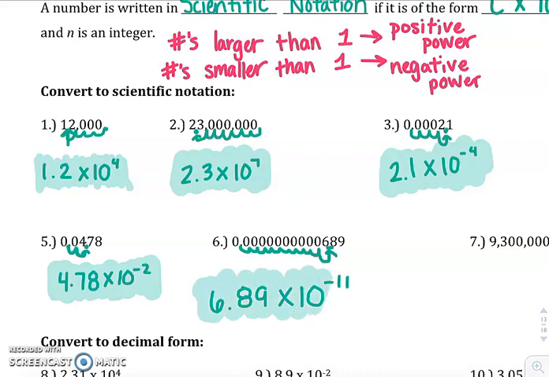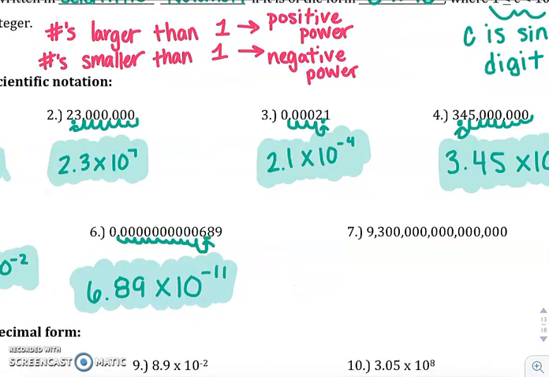And then how about number 7? We want that decimal point to be right there between the 9 and the 3. So 9.3 times 10 to what power? So 3, 6, 9, 12, 13, 14, 15 places.